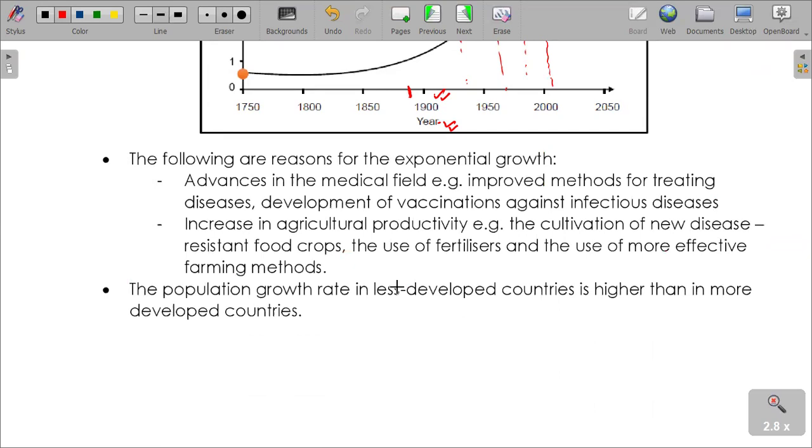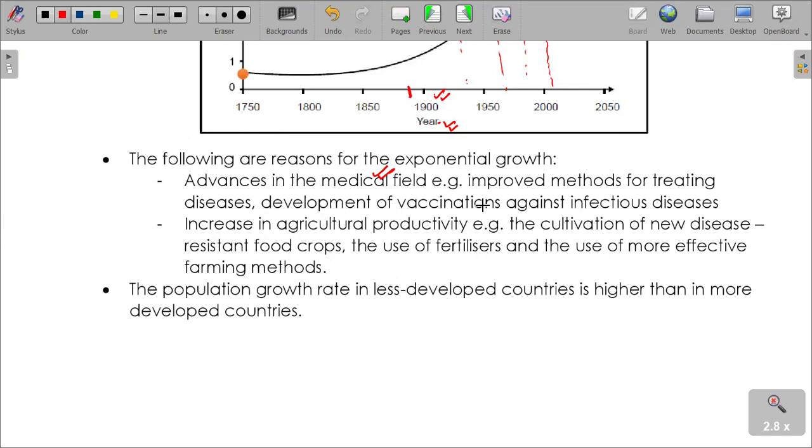There are reasons for exponential population growth, and some of these are: advances in the medical field, such as improved methods of treating diseases and the development of vaccines against infectious diseases. These impacted on population growth. Population increased very fast as a result of advances in the medical field.